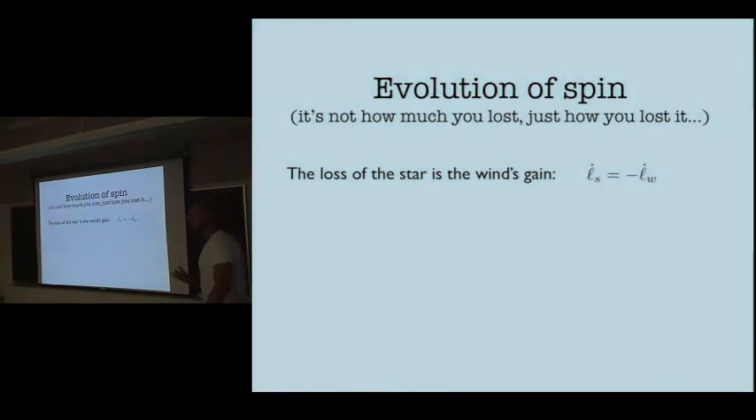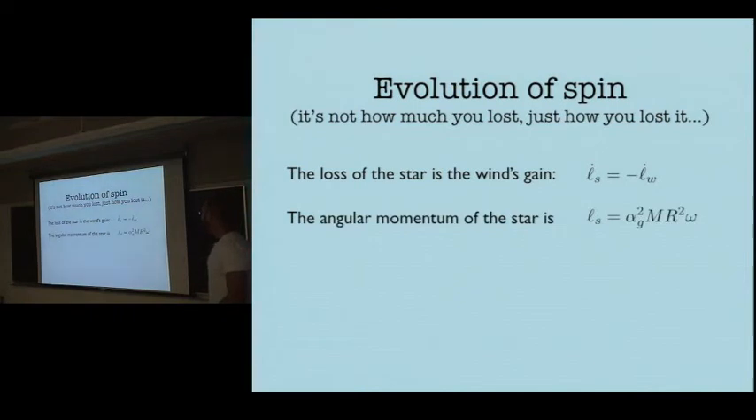At first glance, one would suspect that since you lose angular momentum to the wind, you're going to spin down. But it's not always the case. The loss of the angular momentum of the star is the gain of the angular momentum of the wind. So the angular momentum of the star is parameterized by this unitless function called the squared radius of gyration.